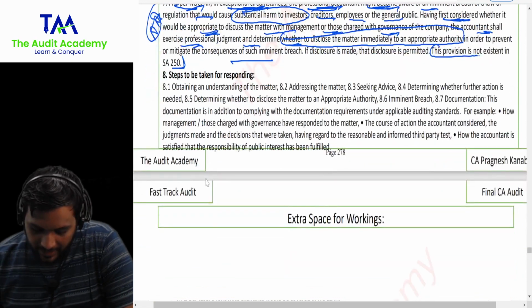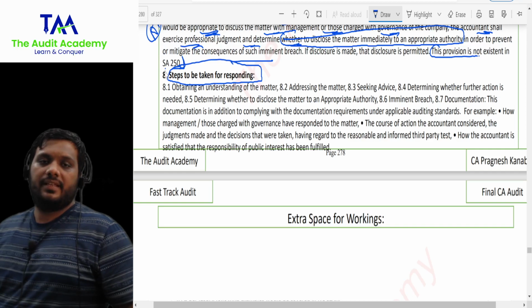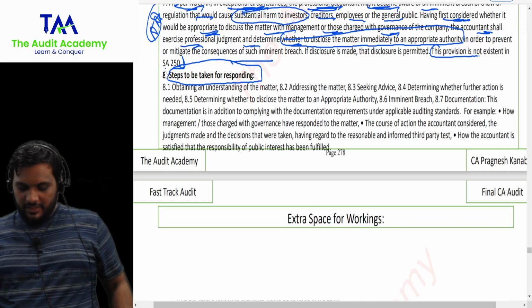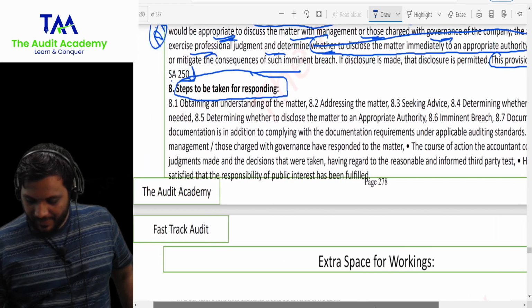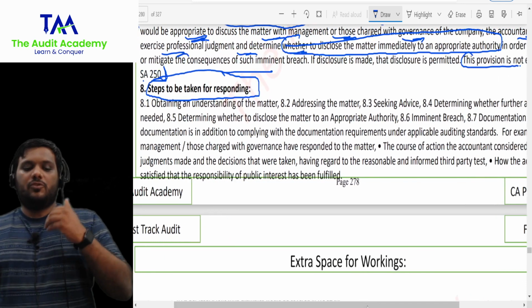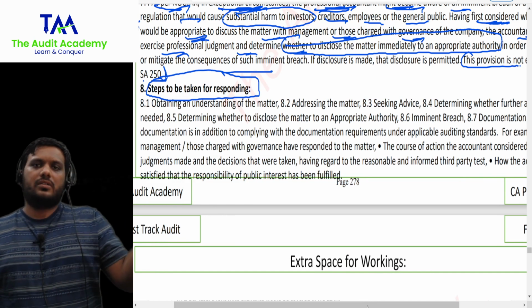And then finally, what are the steps to be taken for responding? I have just tried to fit it on a single page to make you feel better. All right, but I'll just use this. What are the steps to be taken for responding? Responding means either you found NOCLAR or someone told you about it.